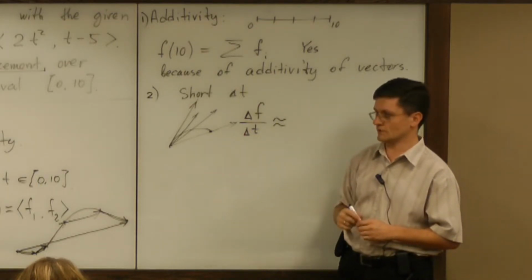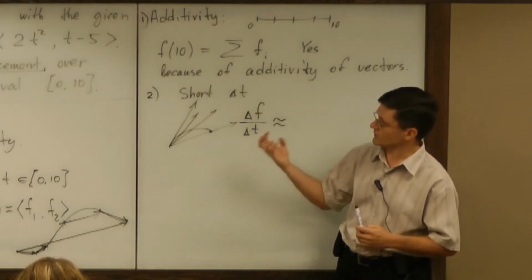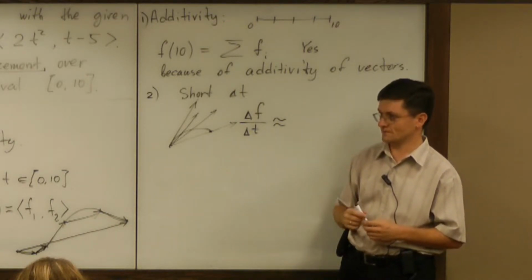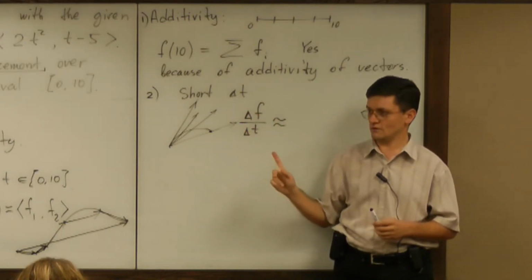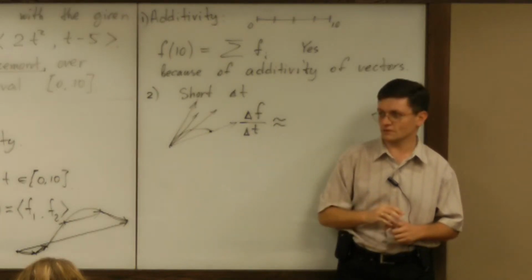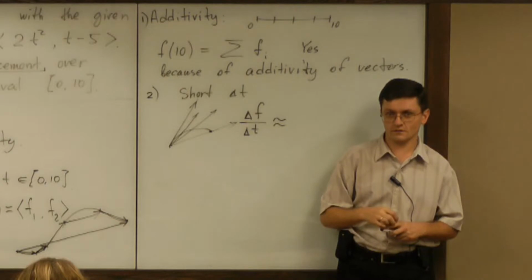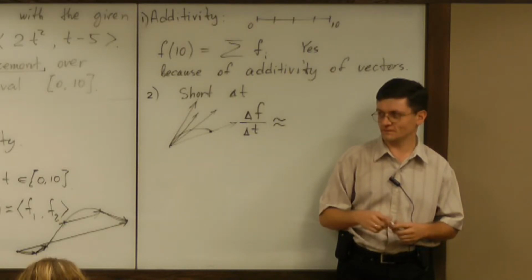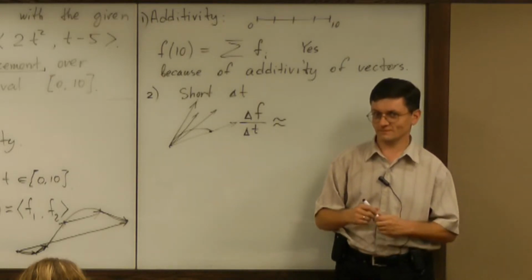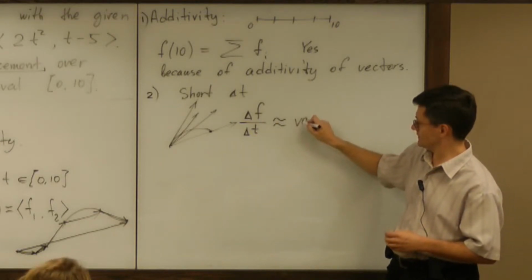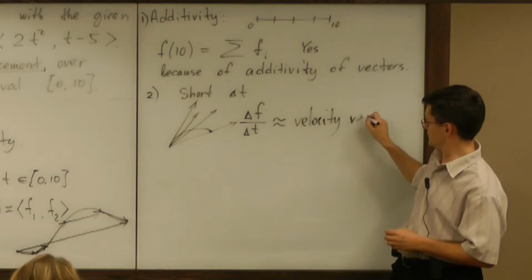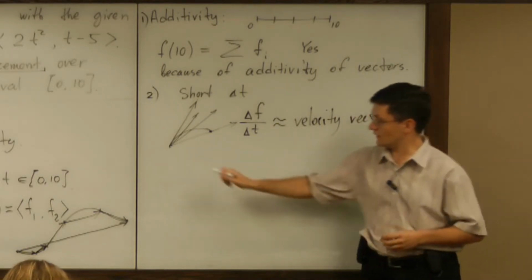Well, delta t tends to 0. We have to make it go to 0, because the whole idea at the end is to make delta t go to 0. Okay? So as delta t goes to 0, we want this to become a vector with finite length. Will it? And what kind of vector is that? Well, that's exactly the velocity vector at this point.